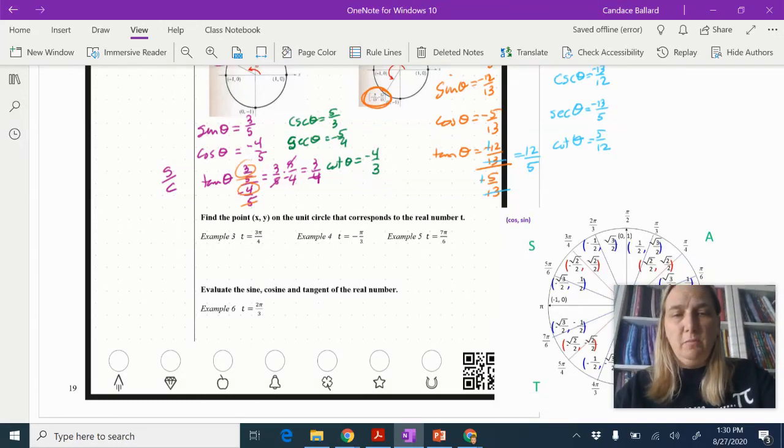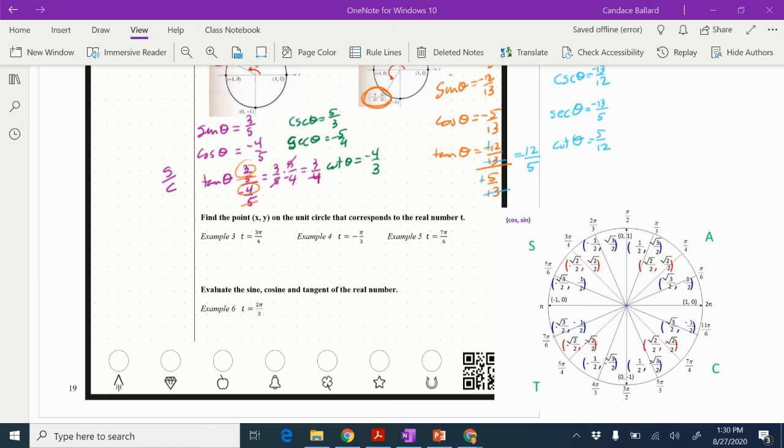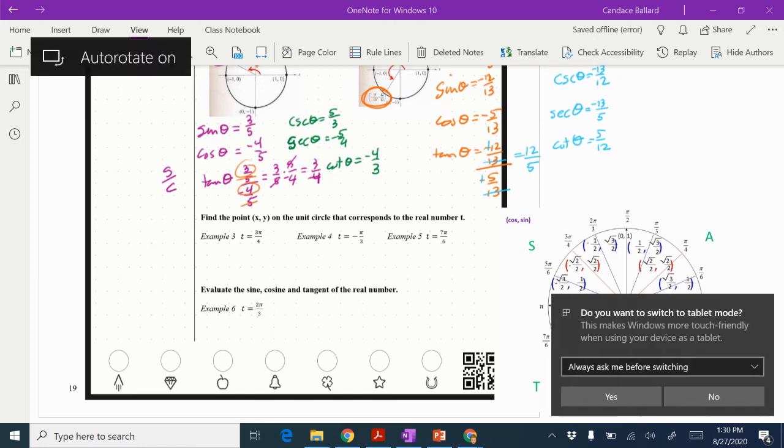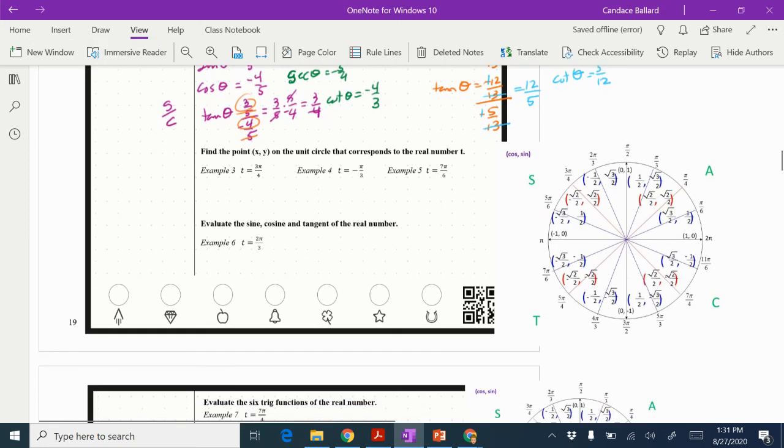So in this video, I'm going to show you examples 3 to 7, and we're going to talk about how the coordinates of the unit circle relate to finding the exact value. I'm turning the webcam off so you don't have to see the ceiling, and so that we can see the whole screen here.